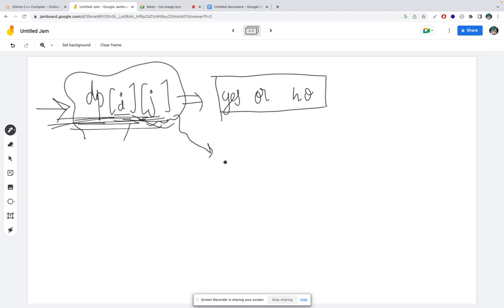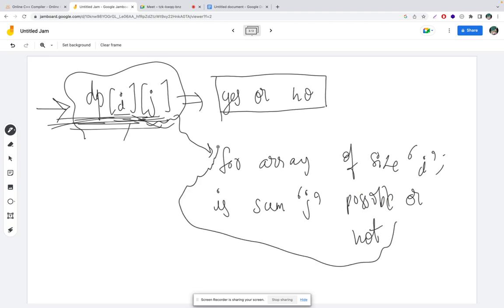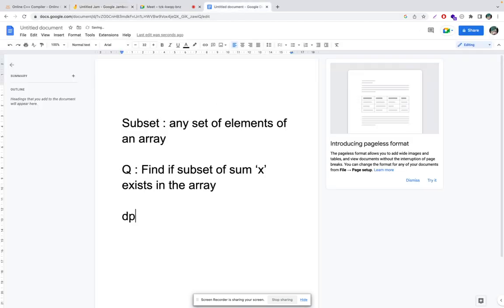So what is the meaning of this? For array of size I, repeat with me, Raj, for array of size I, is sum j possible or not? This is the meaning of DP of I, j. Once it is clear, you know the steps of solving DP. First make an empty two-dimensional array. Then define the state and think of the definition of the state we are trying to make of DP. Then things get easier. So let's do the definition part first.